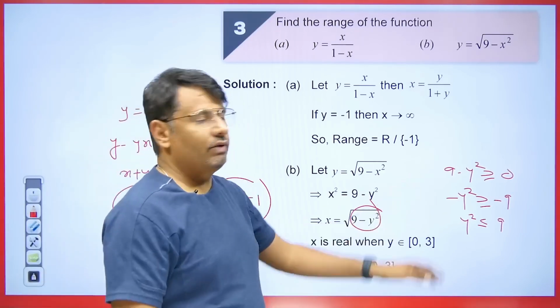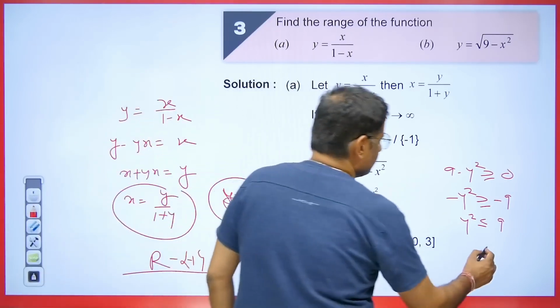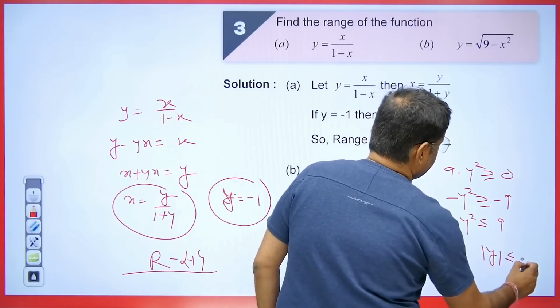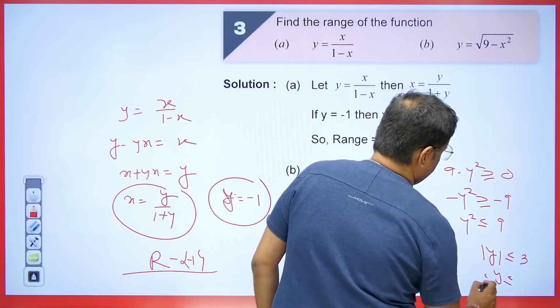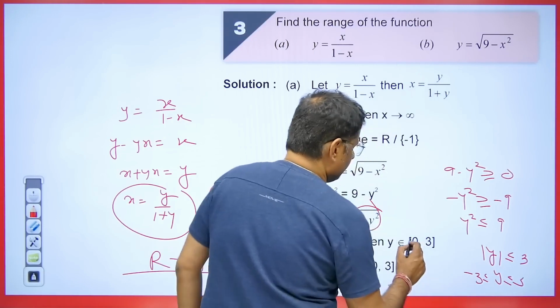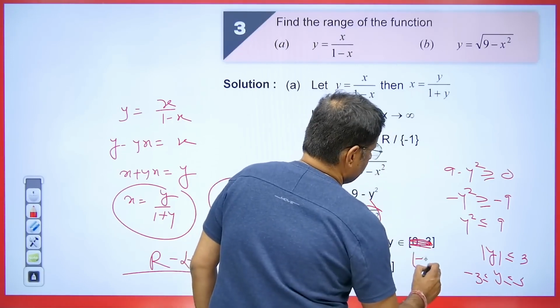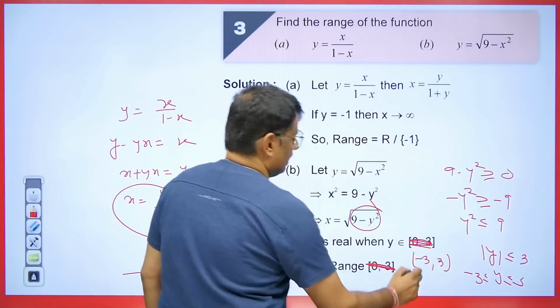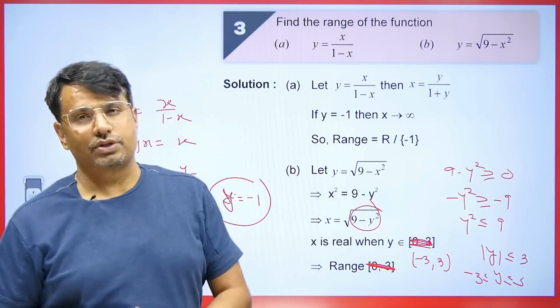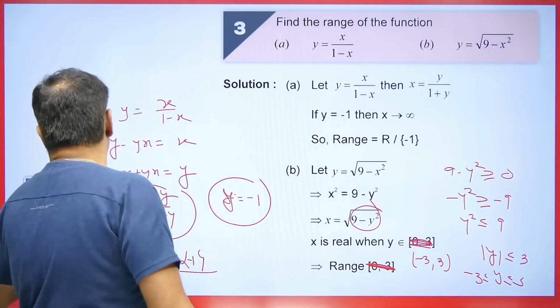So, what will be the possible value of y here? Yes, tell me the value of y. Its value will be mod y less than or equal to 3. It means value of y is less than or equal to 3. So, students, please correct it. So, its range will be between minus 3 to 3. Right? You need to pay attention to that. So, this is how we solve these types of problems.